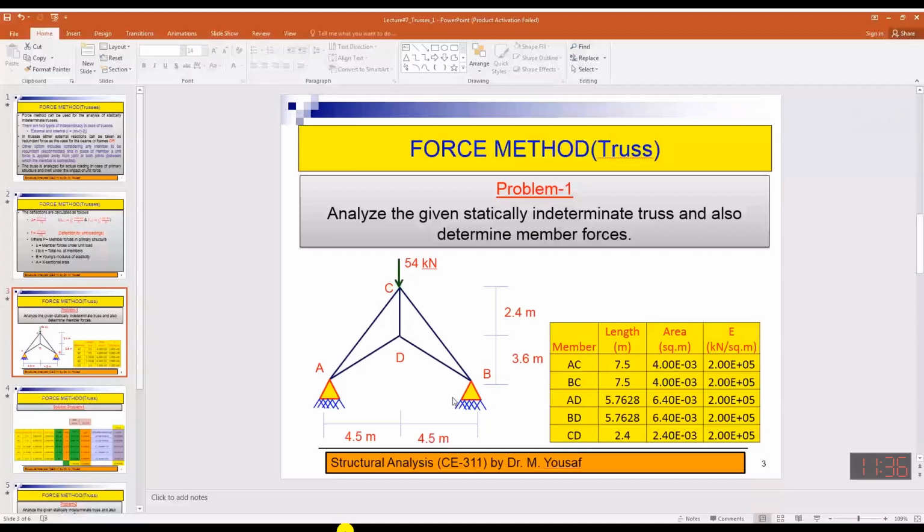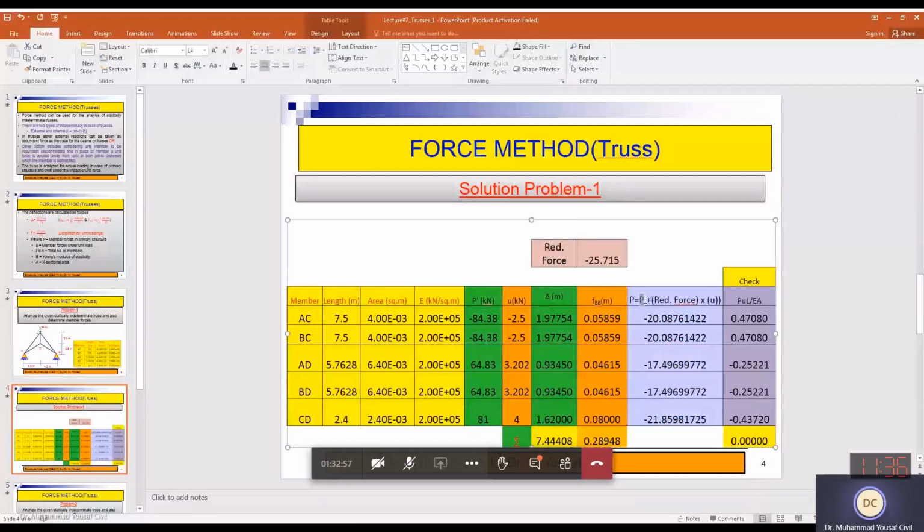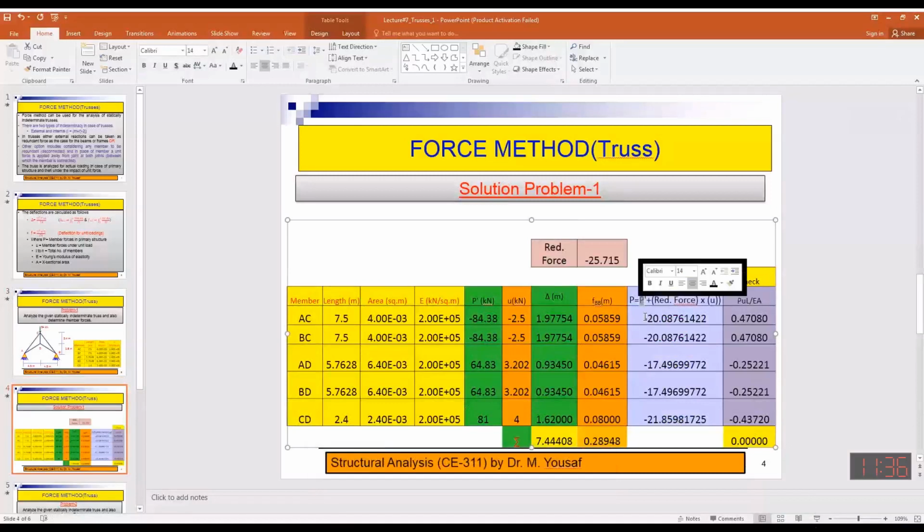So following the same approach, P dash is the force in the primary structure without redundant, and this is the force in the primary structure member due to redundant force multiplied by the unit load, unit force. And this is in accordance with the definition of stiffness, or the flexibility.